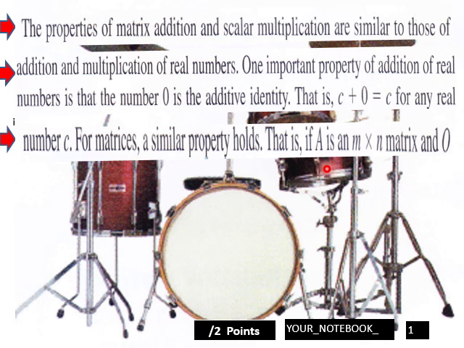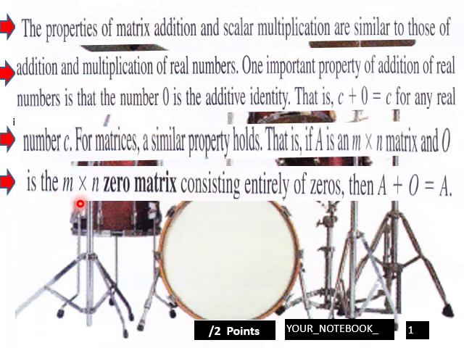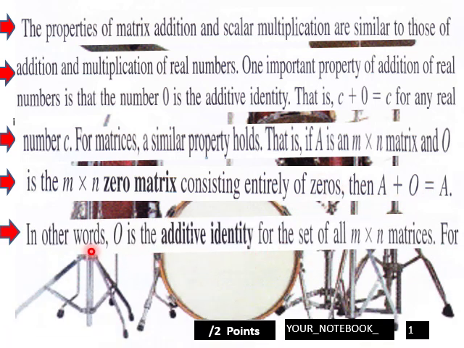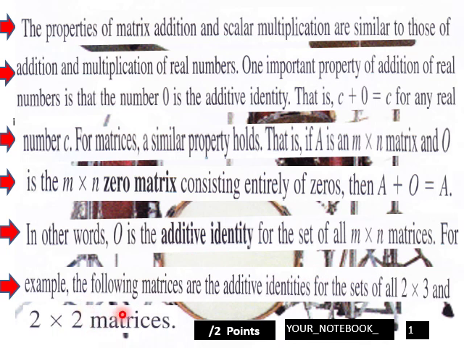That is, if A is an m times n matrix and 0 is the m times n zero matrix consisting entirely of zeros, then A plus 0 will equal A. In other words, 0 is the additive identity for the set of all m times n matrices. For example, the following matrices are the additive identities for the sets of all 2x3 and 2x2 matrices. So this goes in your notebook, students.